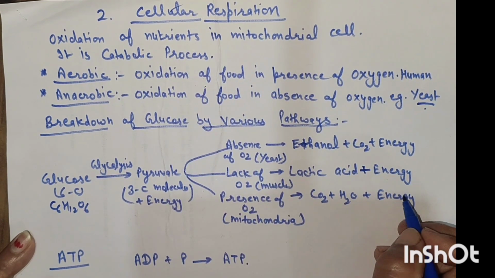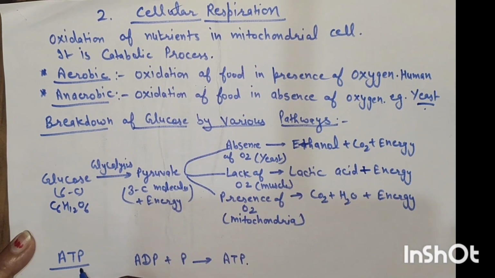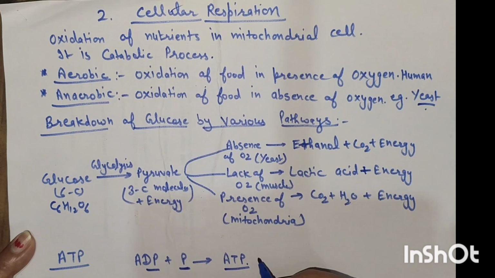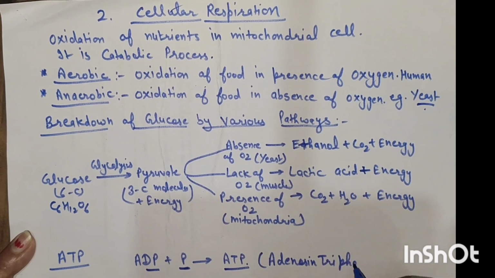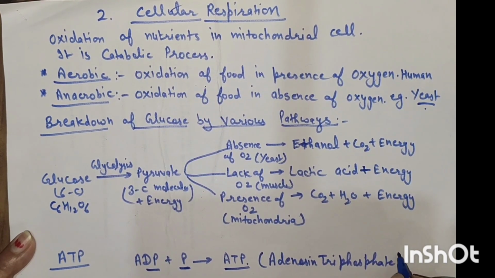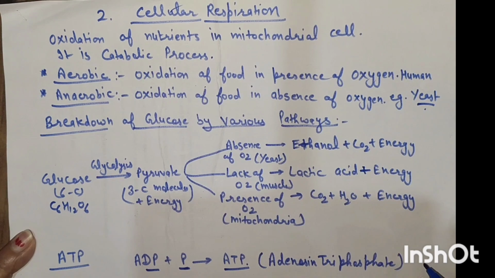This energy is released in the form of ATP, adenosine triphosphate. It is formed from ADP and phosphate. ADP, adenosine diphosphate, combines with the phosphate and forms ATP, adenosine triphosphate. This is the energy currency of our body, and it provides energy to our body.